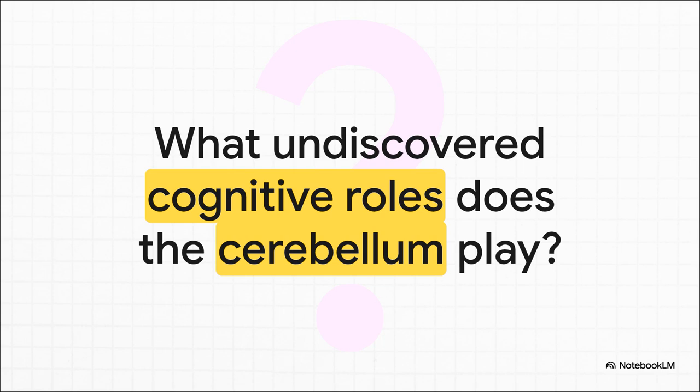And this all leaves us with a truly fascinating question to think about. We know the cerebellum has this immense processing power, way more neurons than the cerebral cortex. We focus today on its famous role in motor control, but modern research is starting to link it to cognition and even emotion. So it just begs the question, what other critical roles is this so-called little brain playing that we are only just beginning to discover?